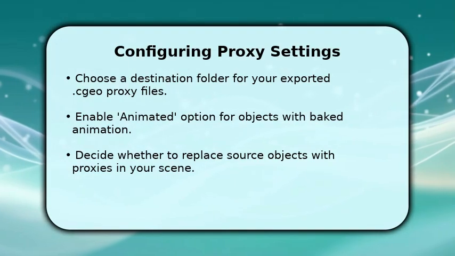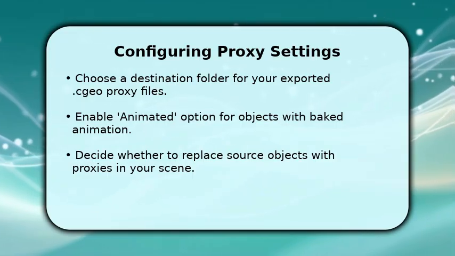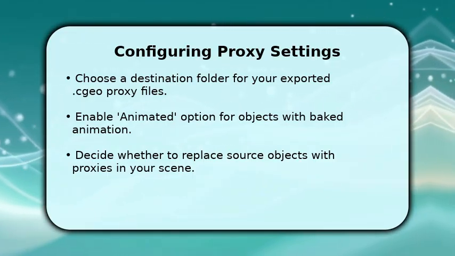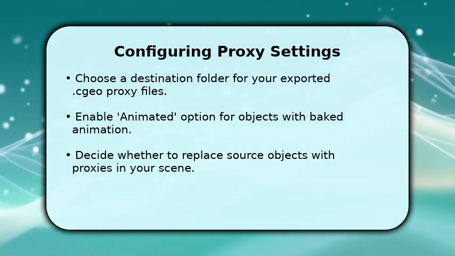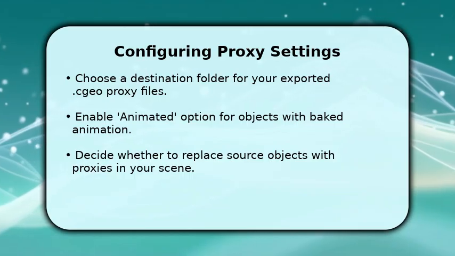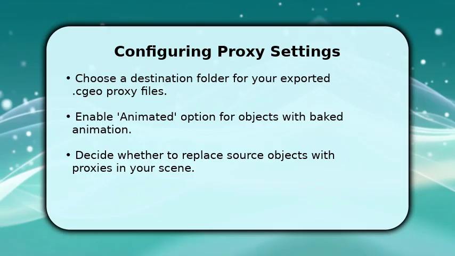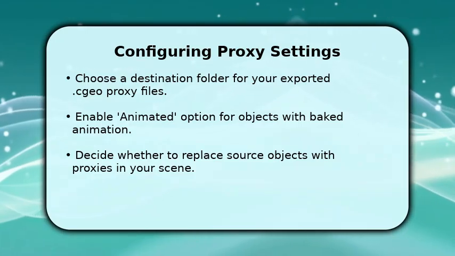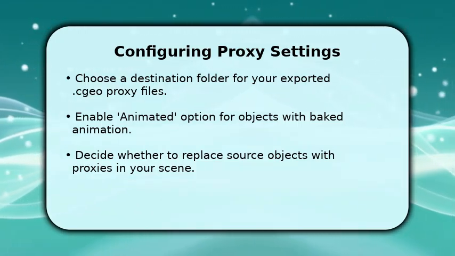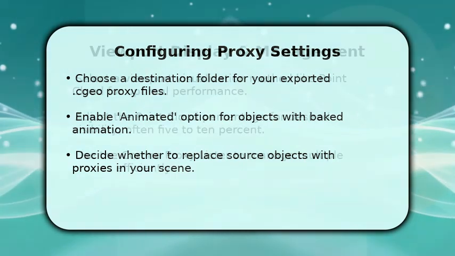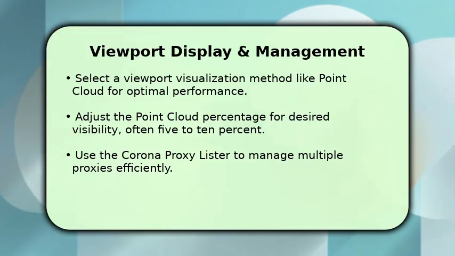Once you've opened the exporter, the next step is to configure your proxy settings. You'll need to specify a destination folder where your CGO proxy files will be saved. If your objects have animation, remember to enable the animated option to bake the animation into the proxy. You also have the choice to replace the original source objects with the newly created proxies, which helps keep your scene clean and optimized.